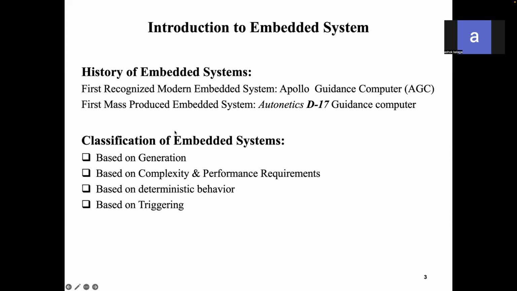Now we are going to look at the classification of embedded systems. We can classify embedded systems based on four different categories. The first one is based on generation. The second is based on complexity and performance requirements. The third is based on deterministic behavior, and the fourth is based on triggering. We will discuss the classification of embedded systems in the next video.